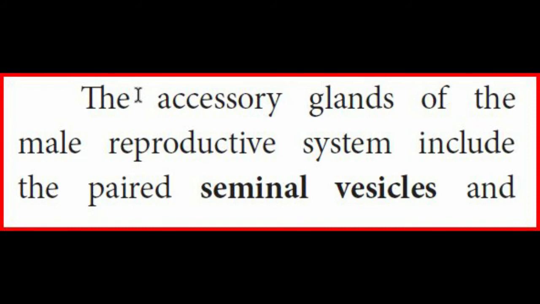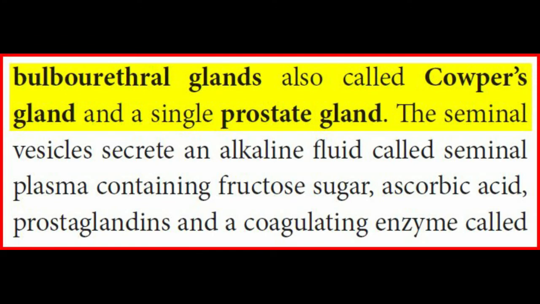Then the third part, accessory glands. The male reproductive system comprises glands also. What are the accessory glands in the male reproductive system? Number 1, the seminal vesicles, a pair. Number 2, the bulbourethral glands, also called Cowper's glands. And the prostate gland.